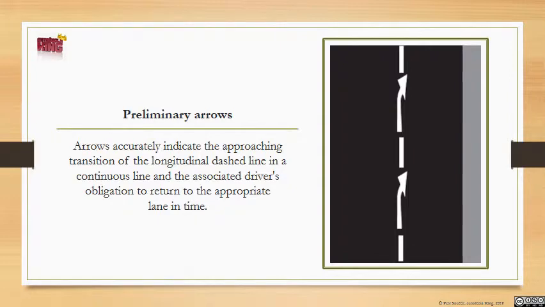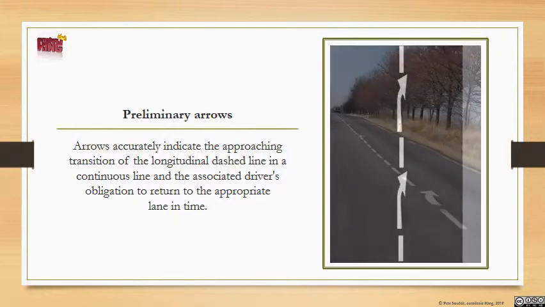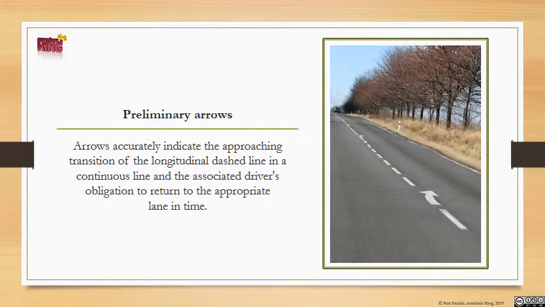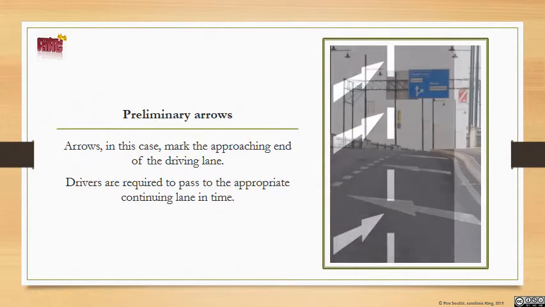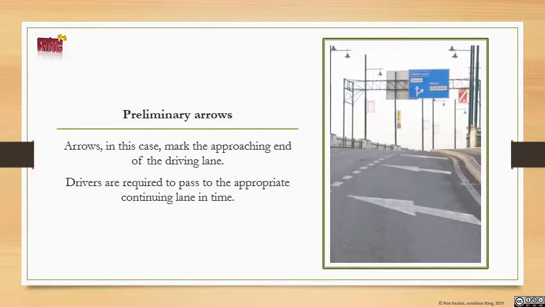Preliminary arrows accurately indicate the approaching transition of the longitudinal dashed line into a continuous line and the associated driver's obligation to return to the appropriate lane in time. Preliminary arrows, in this case, mark the approaching end of the driving lane. Drivers are required to pass to the appropriate continuing lane in time.